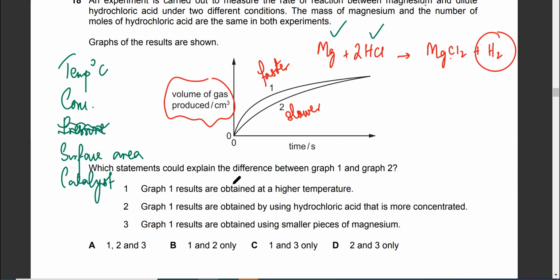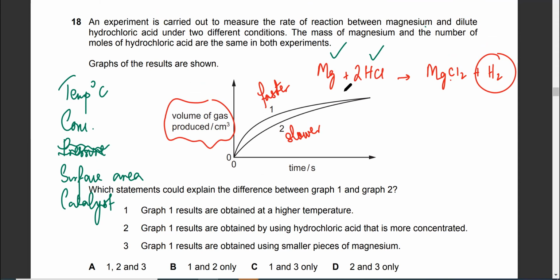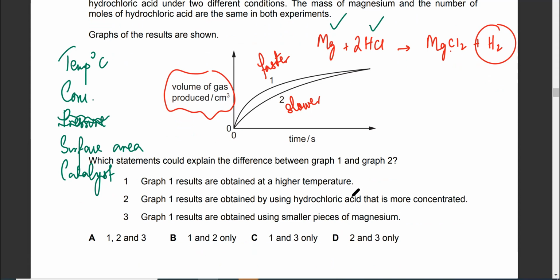Yes, sir. Okay, let's quickly do this. Graph 1 results obtained at a higher temperature, that is possible. Graph 1 results obtained by hydrochloric acid that is more concentrated, so that's also possible. It's more concentrated, so faster. Graph 1 results are obtained using smaller pieces of. So all three are correct. All three would give a faster reaction. Is this clear? Yes, sir.